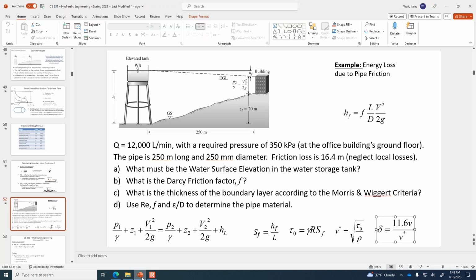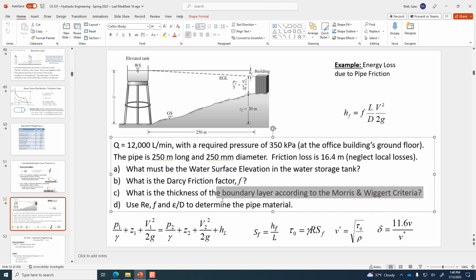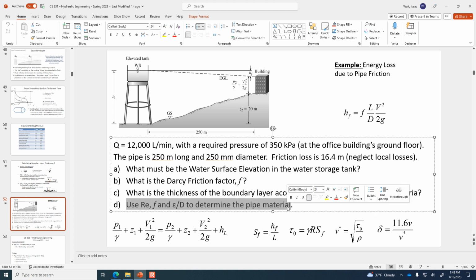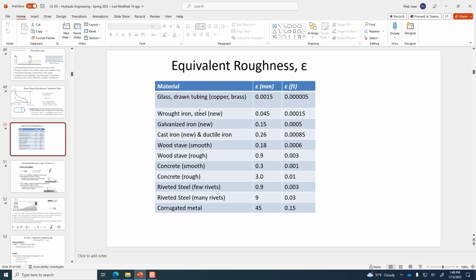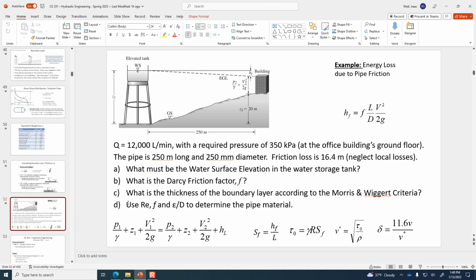There was one more part of this question. I was suggesting that what we could do is we could back calculate what is the Reynolds number and use the Moody diagram to try and find out what is the epsilon, and from the epsilon identify what is the pipe material. But we're almost out of time, so I mean this last part D was maybe just goofing around really. So we'll leave it at calculating the thickness of the Morris and Wigert criteria.